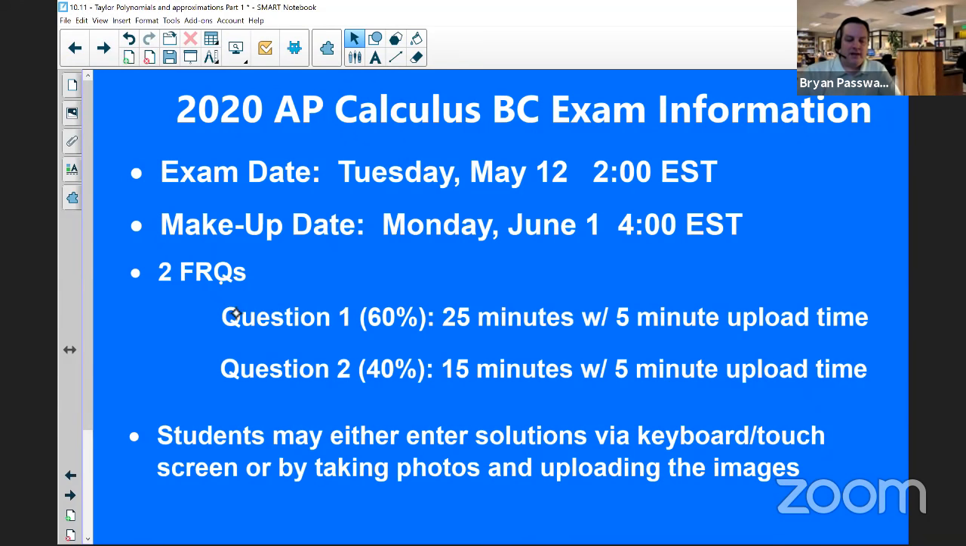But I want to highlight the idea of this 2 FRQs, right? Typically an exam will have 45 multiple choice questions. It's about an hour and 45 minutes is how long they would give you to do those problems.